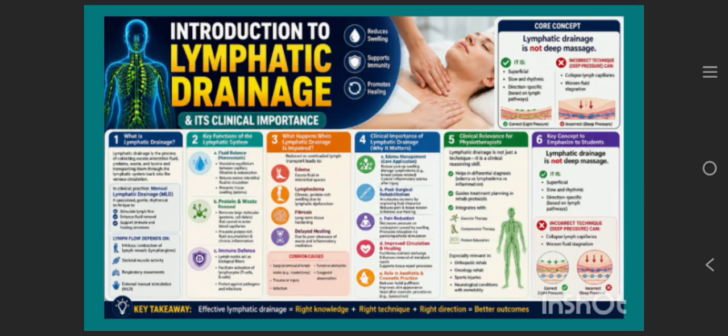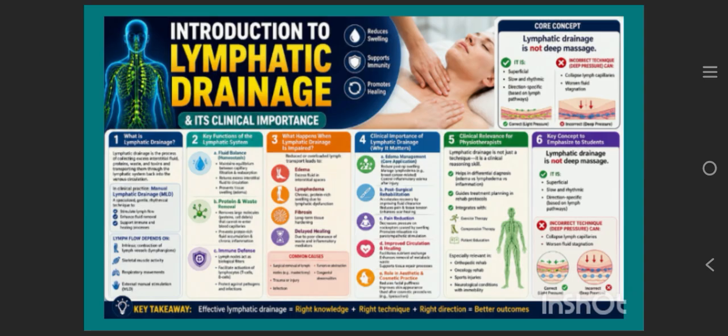Next are the key functions of the lymphatic system. Understanding lymphatic drainage requires clarity on the system's core roles. What are the key functions? Firstly, fluid balance and homeostasis. Here the points are: first, it maintains equilibrium between capillary filtration and reabsorption. Secondly, it returns excess interstitial fluid to circulation.